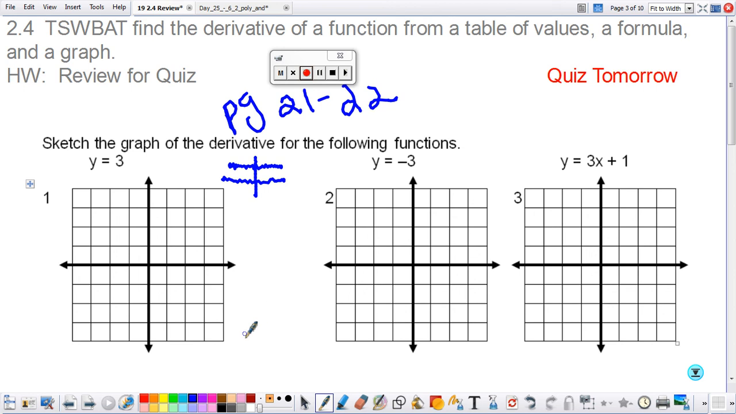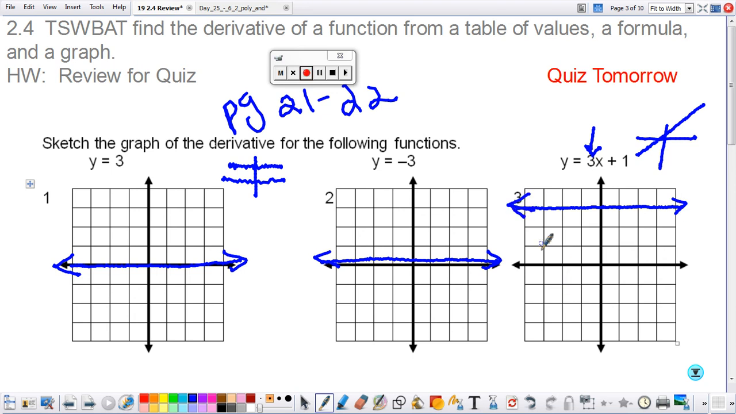There's y equals 3. So if you look, the slope everywhere is 0. So my derivative graph is going to be a horizontal line at 0. Now for y equals -3, it's the same kind of graph except below the y-axis, so again the slope everywhere is 0. Now when we have a line, 3 is my slope. So if you graphed this line, it would look like this, and if you counted your rise and run, you would get 3/1. So the slope at every point on number 3 is 3. So we have a horizontal line at 3 for the derivative.